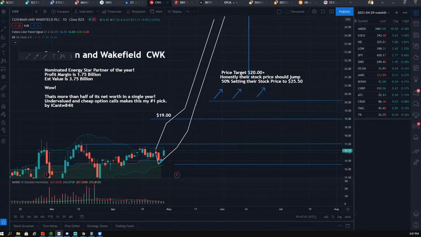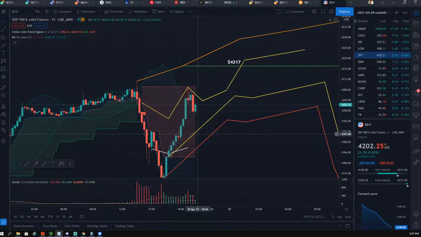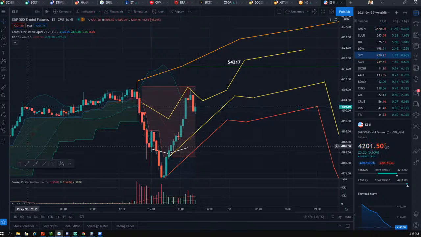So let's see. Going up. Let's check back on the SPY here. It's trying to make moves. Looks like it's almost even to this line up here, but I think it's going to get pushed back down.